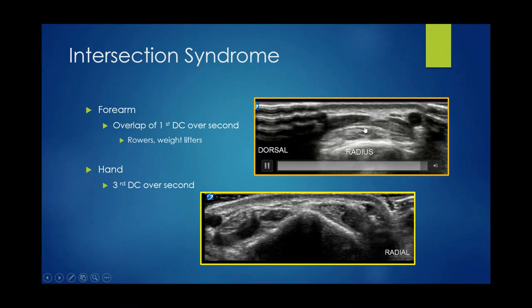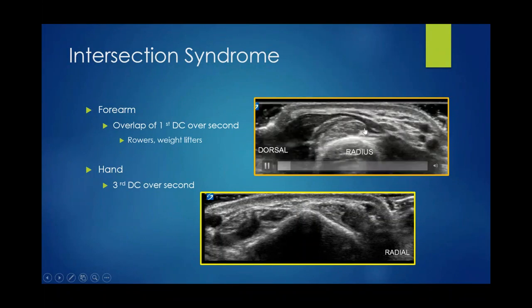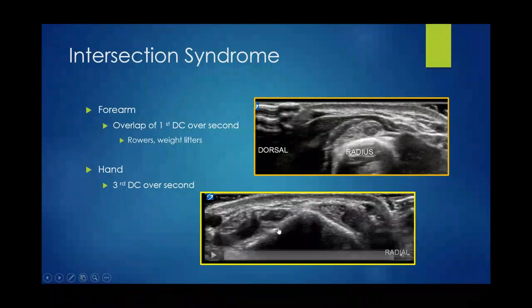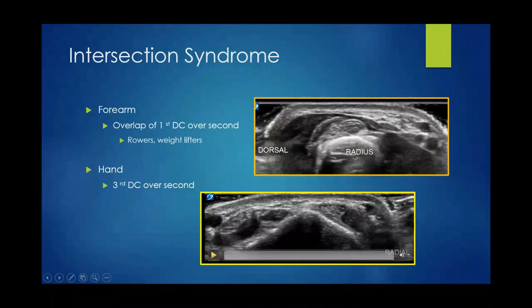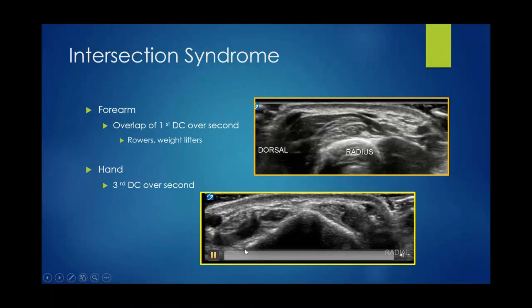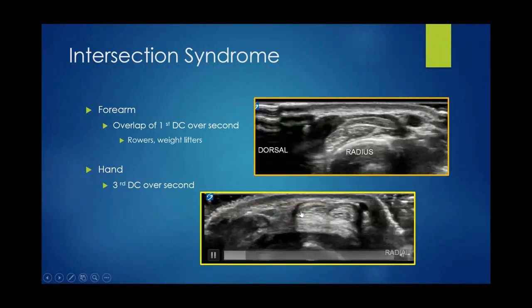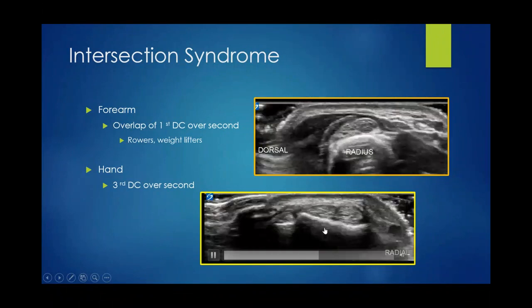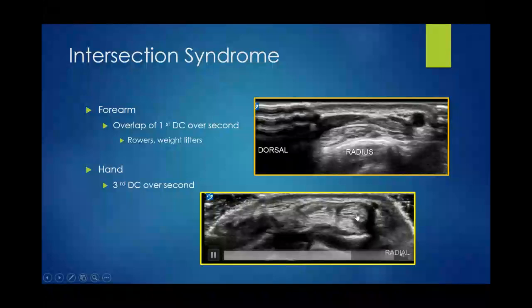Moving further down into the hand, as we saw earlier, the third compartment will move over top of the second. So again, the third compartment is extensor pollicis longus, and it's going to migrate from ulnar to radial over top of the extensor carpi radialis longus and brevis. Again, another area of potential friction and painful crepitus that may occur.